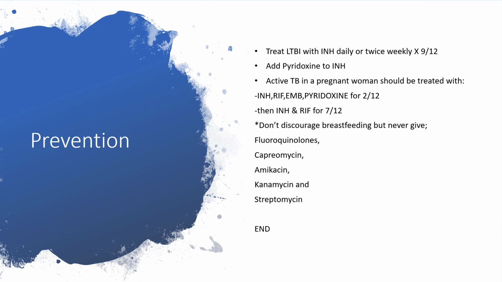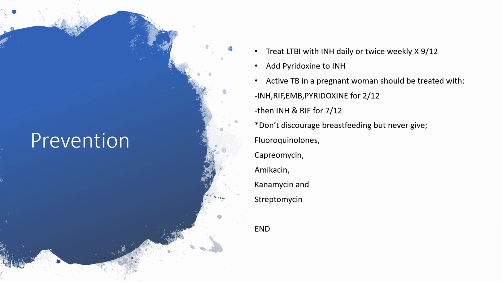Prevention. In fact, this is the aspect of medicine that I love the most. If we can prevent, then we don't need to bother ourselves about side effects of medications. We have to treat latent tuberculosis infection with INH on a daily basis or twice weekly for 9 months, if we're able to identify that. If we do that, the mom and the newborn will be safe. We should add pyridoxine to INH to prevent the neuropathy associated with INH.